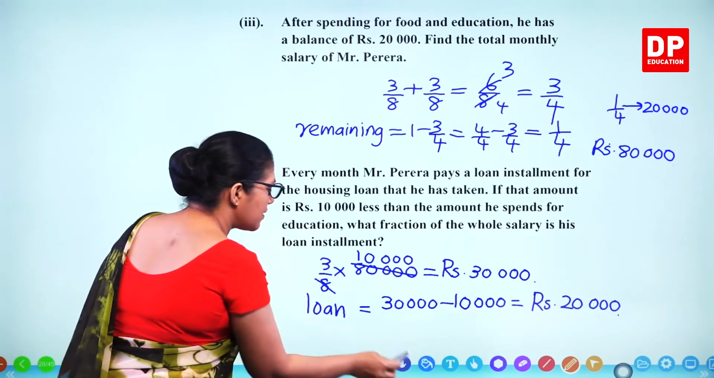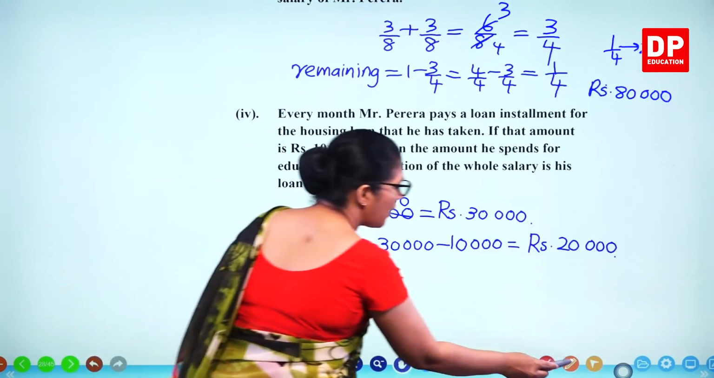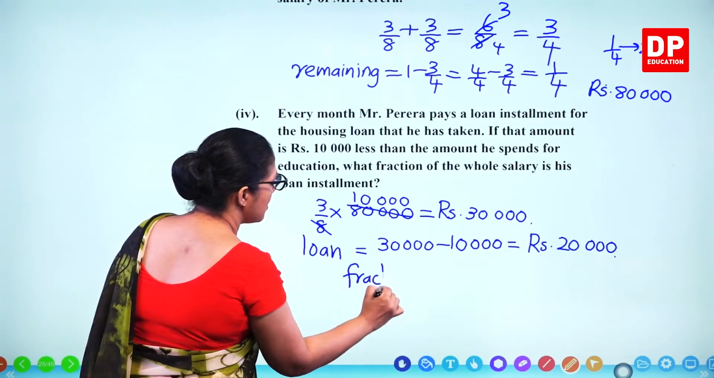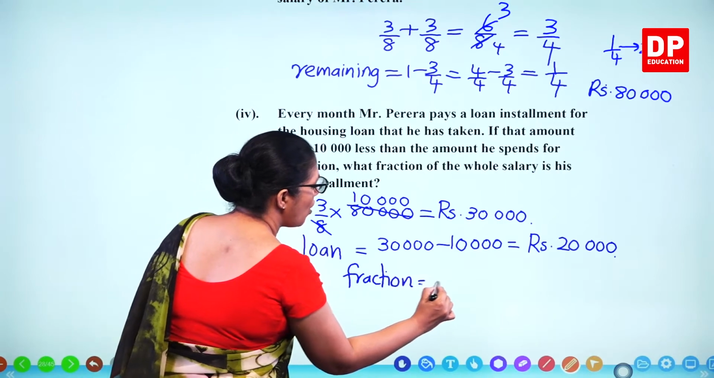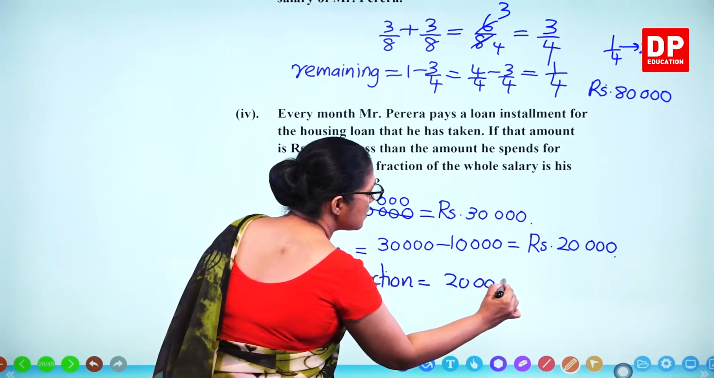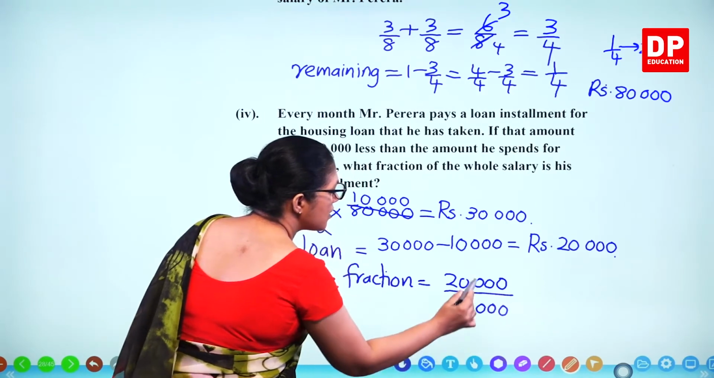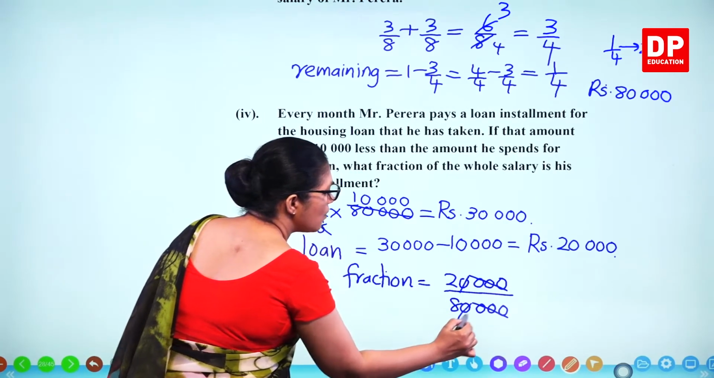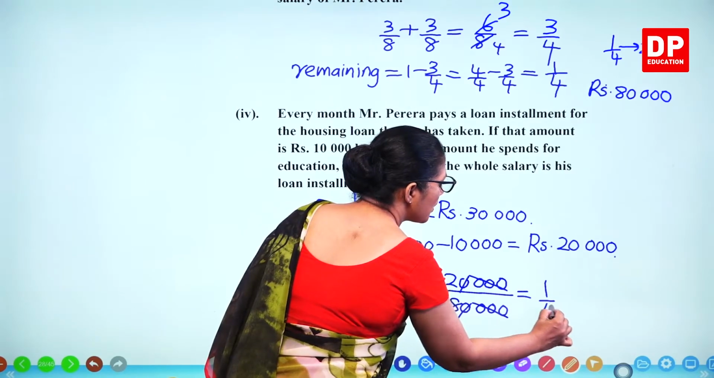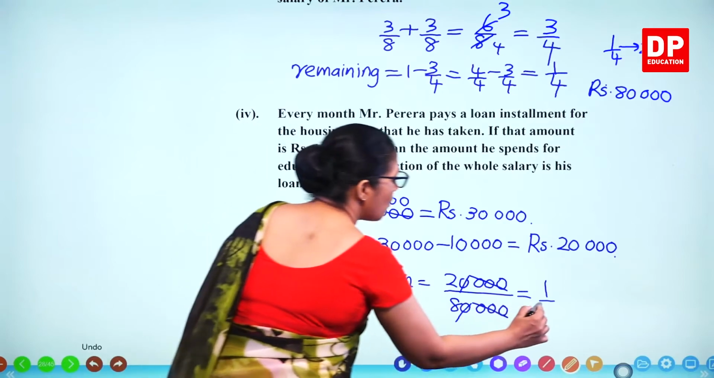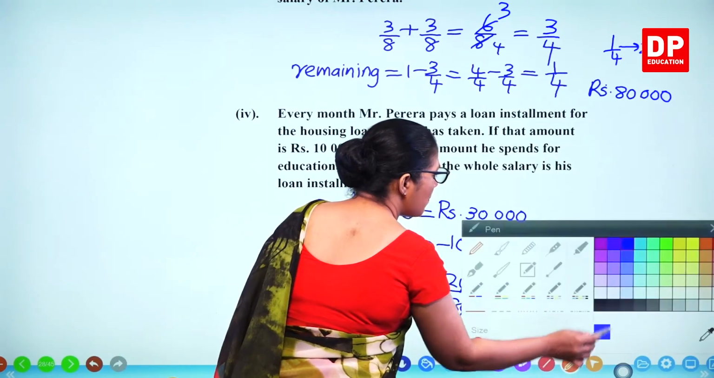Or you can say without looking at that part, what's the fraction for loan installment? 20,000. He is paying from his salary 80,000. So when you simplify, you get 1/4. 1/4 of his salary spent for loan installment.